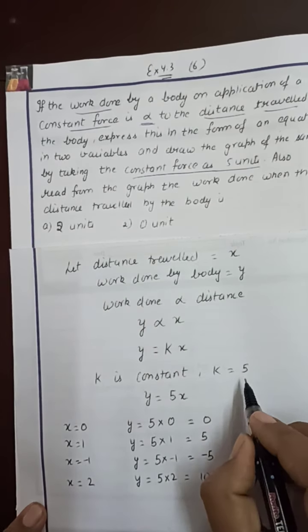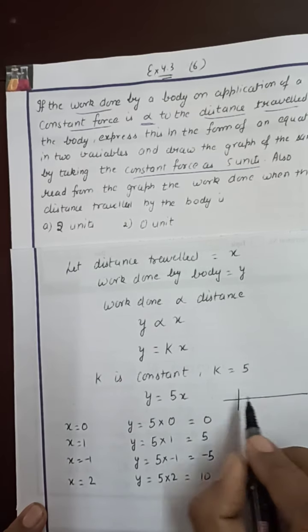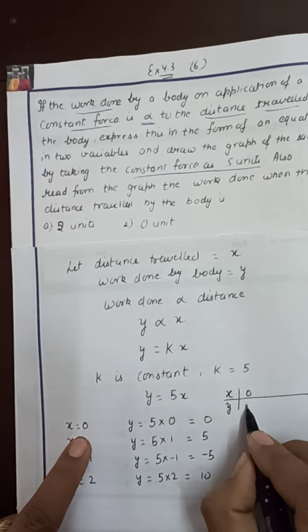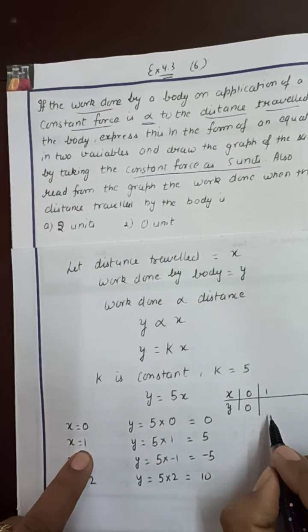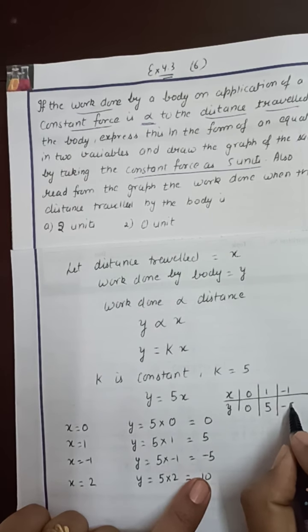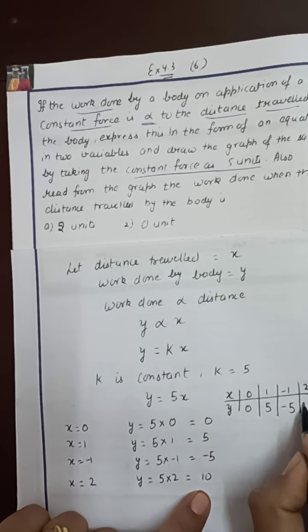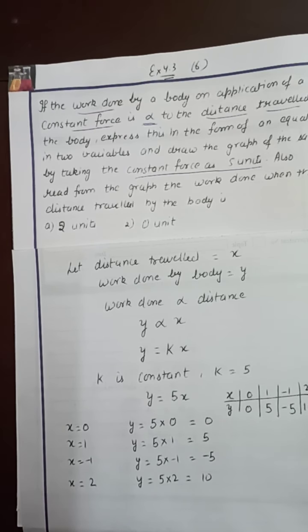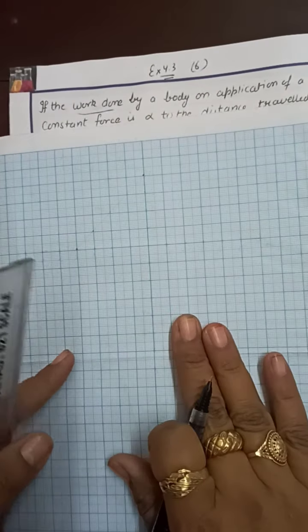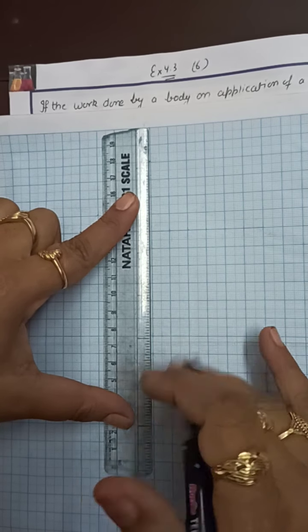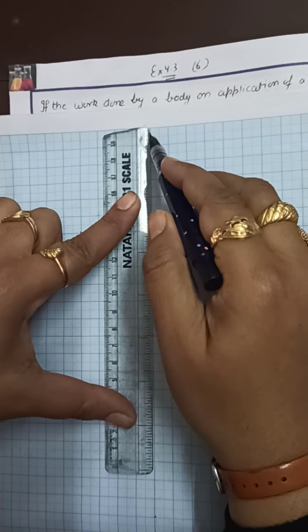You can take any number of values, and now I am going to draw a table for my convenience, x and y. So here x is given as 0, y comes 0, x is given as 1, y comes 5, x is given as minus 1, y comes minus 5, and x is given as 2, y comes as 10. Now I am going to draw the graph for these values. Now you can check here, this is the graph, and how will I draw that? This is my graph paper, and firstly I am going to draw the y-axis.